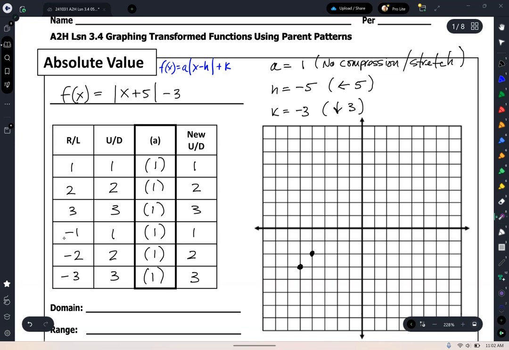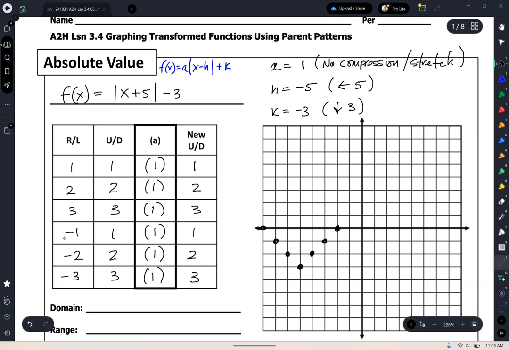And then again, from the new vertex, we're going to go right two, up two. So then we're going to go right one, two, and up one, two. And then you can see we're going to go right three and up three. So we're going to go right one, two, three, and up one, two, and three like that. And then we have here, this is left one and up one, left two and up two, left three and up three. Follow the pattern. You see what I'm doing? These are parent patterns. Okay. Left one, up one, left two, up two, left three, up three.